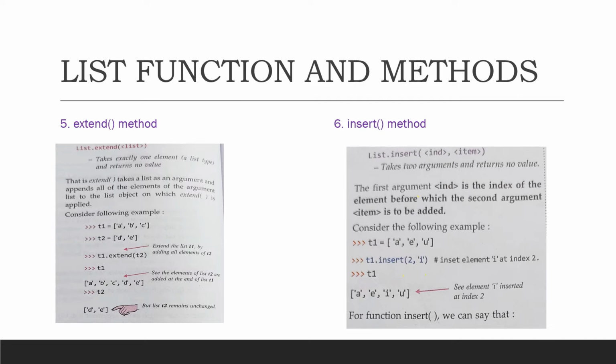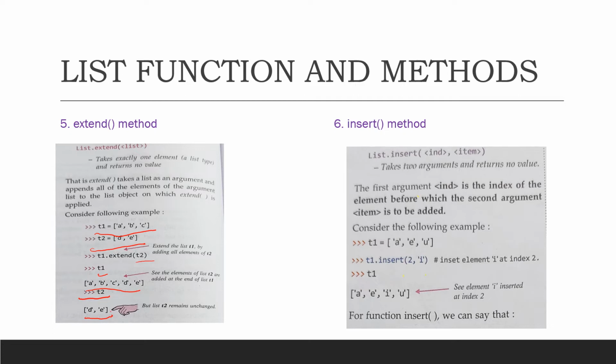So T1 is equal to ABC. Now T2 is equal to DE. Now to extend this T1, you're going to use the syntax T1 dot extend T2. So when T1 is getting printed, it gives ABC and DE also added. And if you ask the code to print only T2, then it only appears to be D and E, only the value of T2.